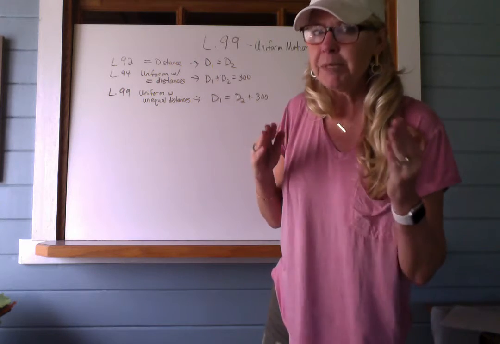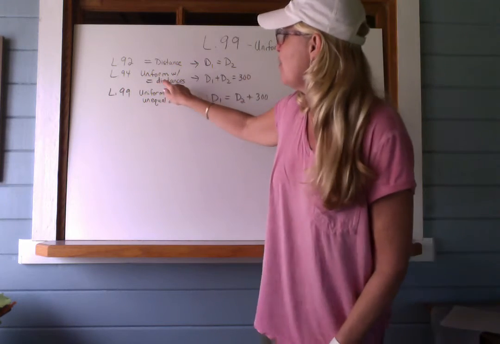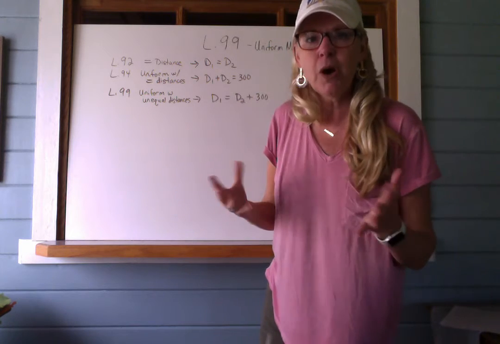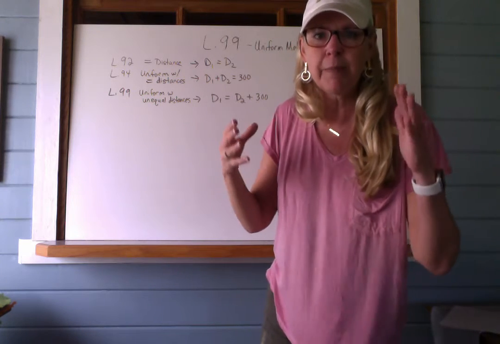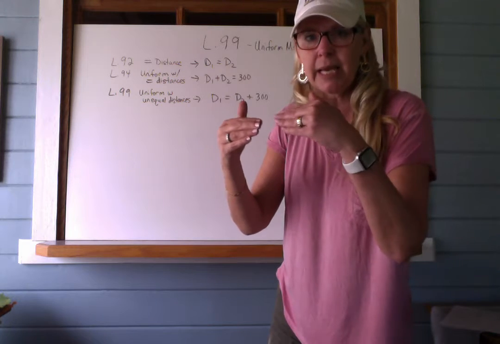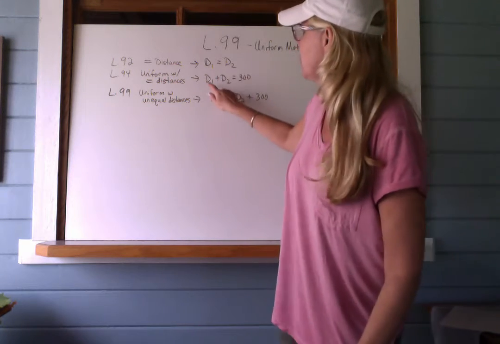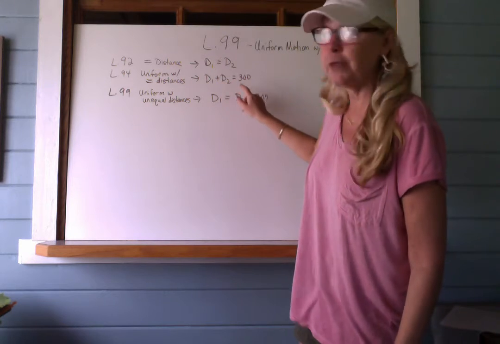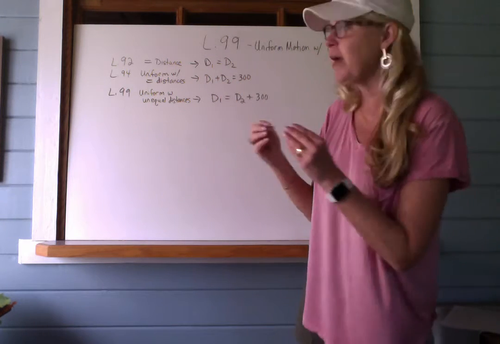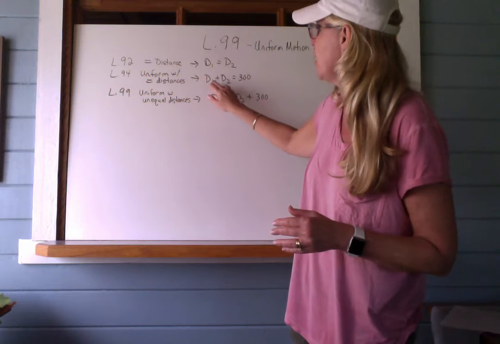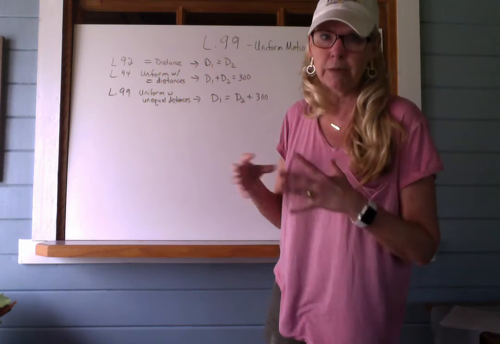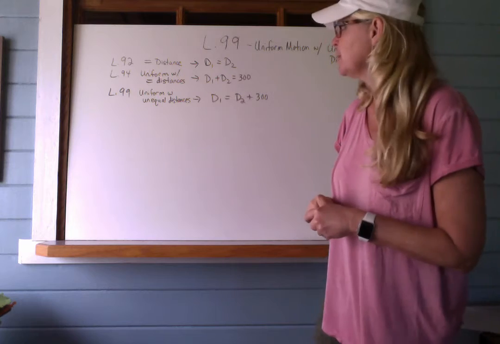Then we bumped it up a little bit in lesson 94. These are called uniform with equal distance. I think it talked about maybe the ships, they came in, they collided, okay? So maybe your ship 1 plus your ship 2 equaled the 300 miles per se, okay? That was your equal distance. D1 plus D2 equals 300. Uniform motion equal distance problems.